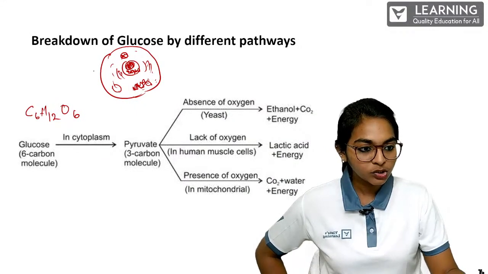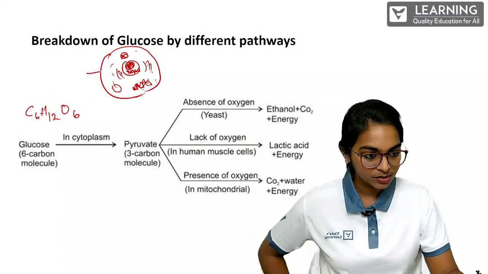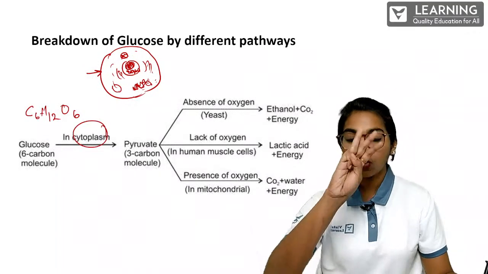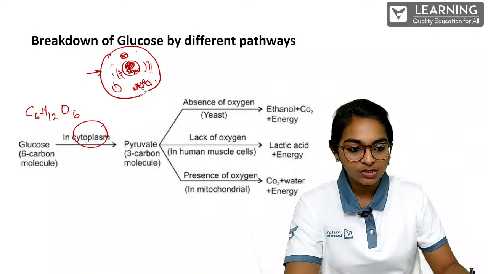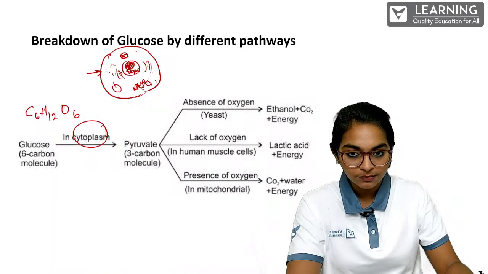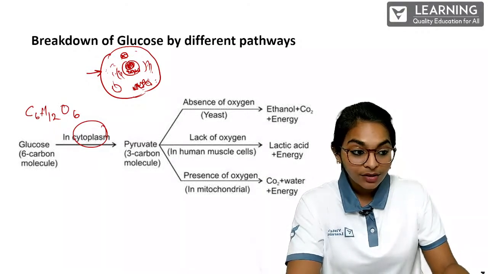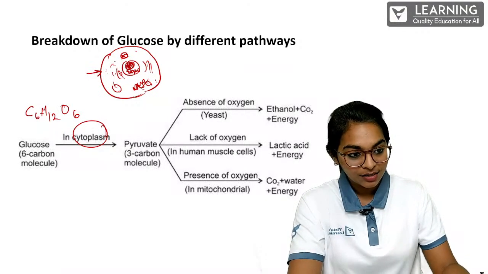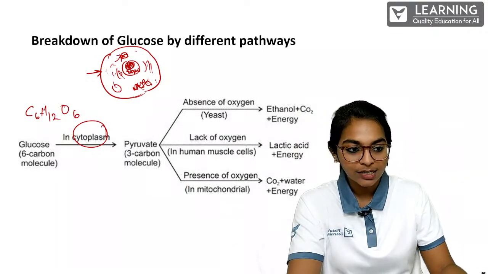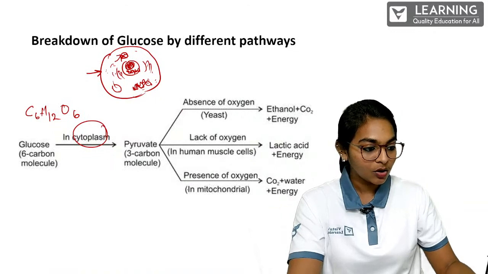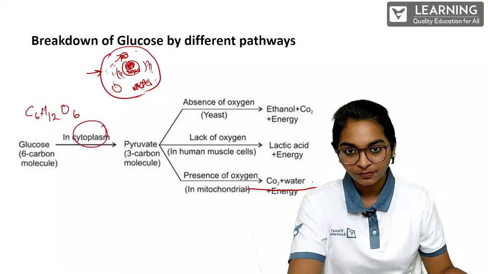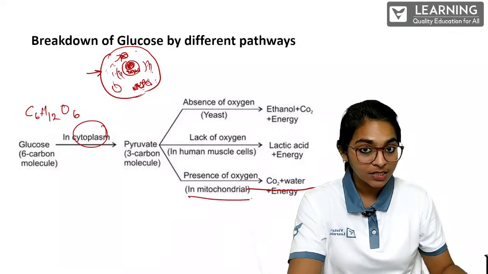So now, this glucose is entering into the cell. In the cytoplasm, it is broken down into 3-carbon molecules. So this is a 6-carbon molecule, right? So this pyruvate gets broken down in the cytoplasm. Now, if oxygen is there and the 3-carbon compound is entering into the mitochondria, carbon dioxide and water plus energy is produced in the mitochondria, especially in mitochondria.